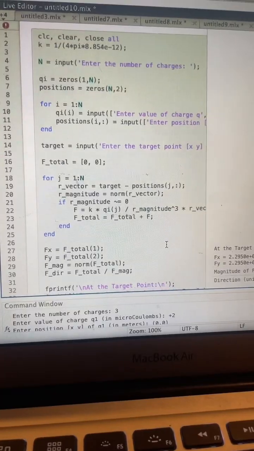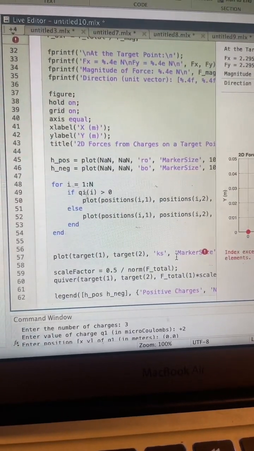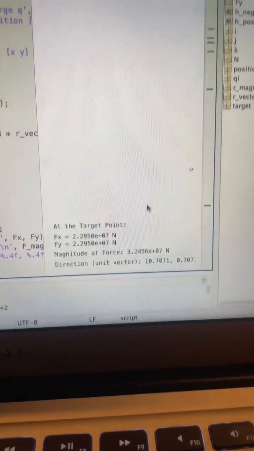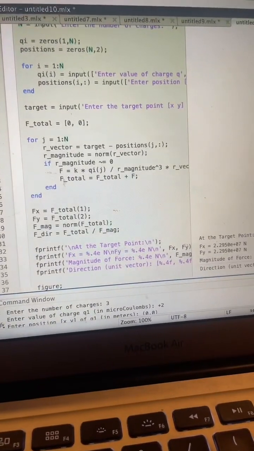So here is the MATLAB code. I have a mistake, but I don't know why. But here are the target points, the magnitude of force, and the direction with unit vector of our MATLAB code. I'm pretty sure I have a mistake in my MATLAB code, and that's why I have different results, but I'm sure that the one that I did by hand is correct. So now we are going to the last problem, the fifth problem, that is this one.